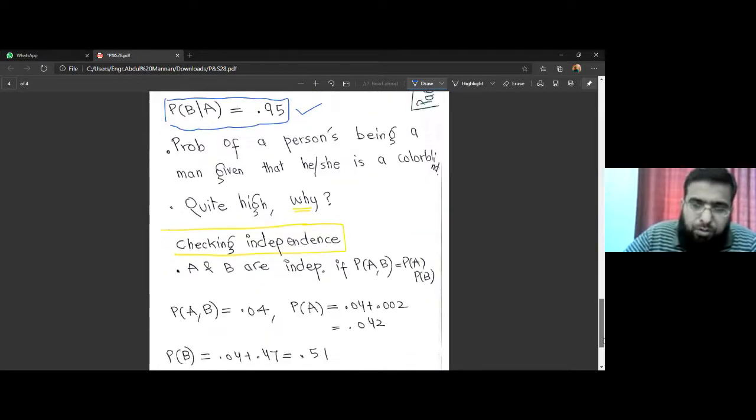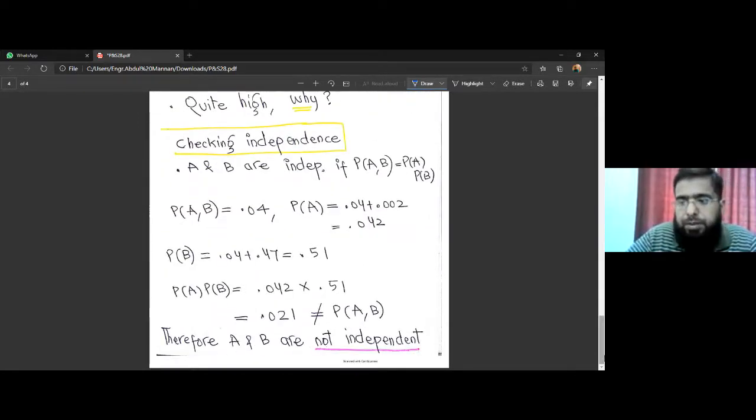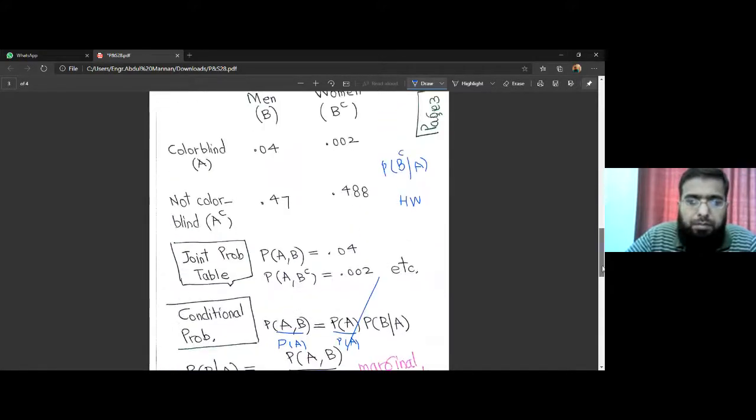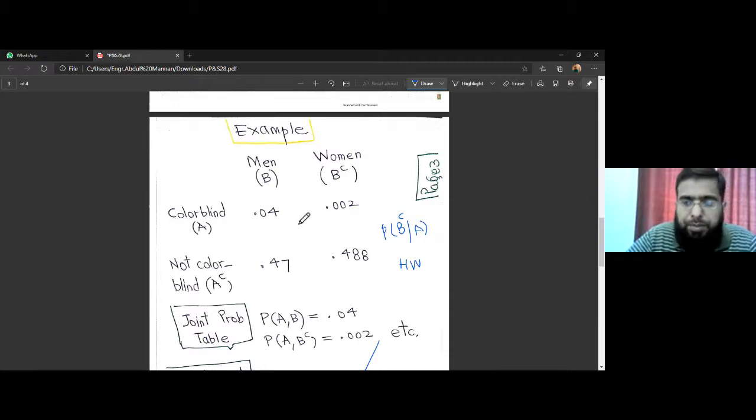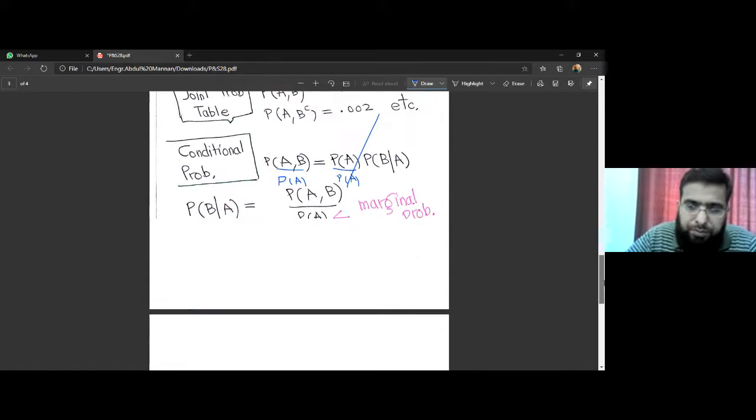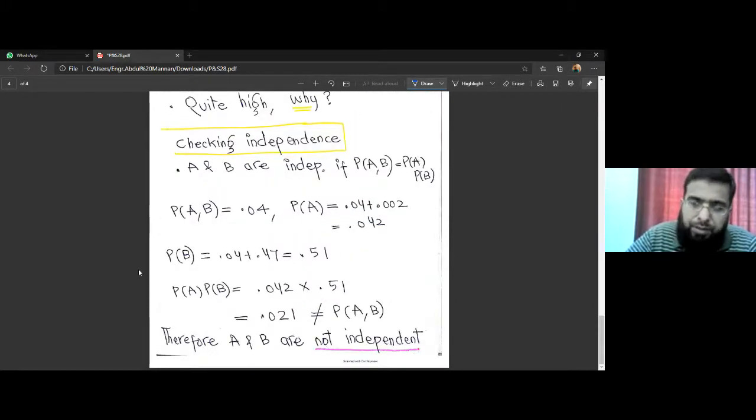Probability of A is the marginal probability obtained by summing this row, whereas probability of B can be computed by summing this column. So summing the first row gives us the marginal probability of A, and summing the first column gives us the marginal probability of event B. We multiply these two marginal probabilities. The answer is 0.021. And the joint probability taken from the table is 0.04. So 0.04 is not equal to 0.021. Therefore, A and B are not independent.